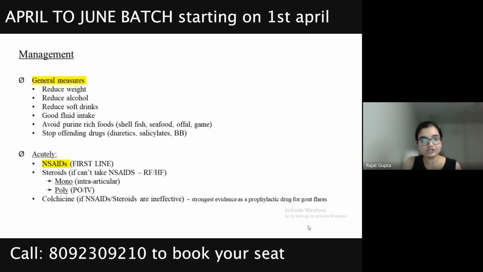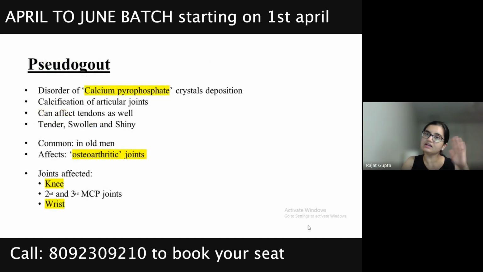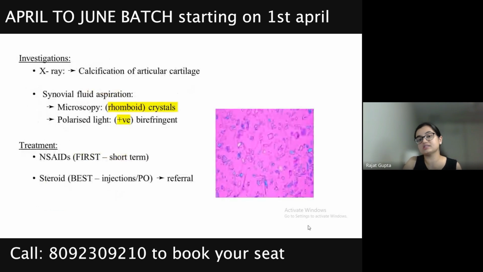Treatment: if it's an acute case, then it's going to be NSAIDs. Now, in between attacks, you're going to use allopurinol. And for tophi, again, it's going to be allopurinol. Pseudogout is like gout, but here we have CPPD crystals. Pseudogout is more likely to affect old people and osteoarthritic bones. What will you see in the synovial fluid? You'll see rhomboid crystals, and these are positively birefringent.